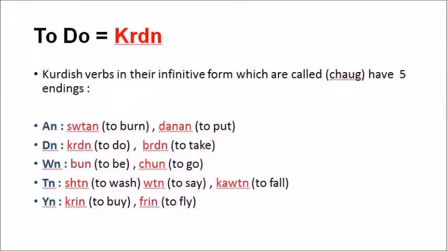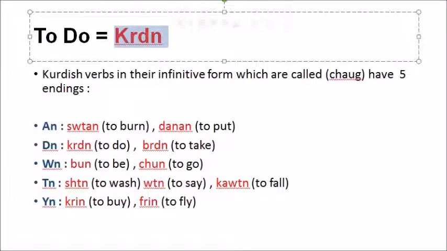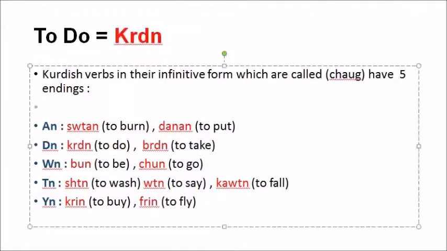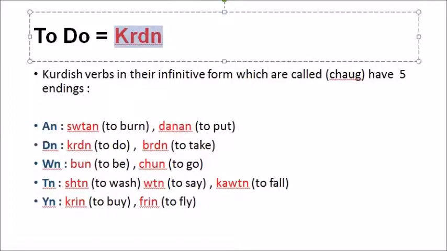Well, basically, the verb to do in Kurdish is krdn. Okay, krdn. In Persian, the verb to do is also krdn, so it's a little bit close, but in Kurdish we pronounce it as krdn. Krdn means to do, to do something. And this is the base of the verb.